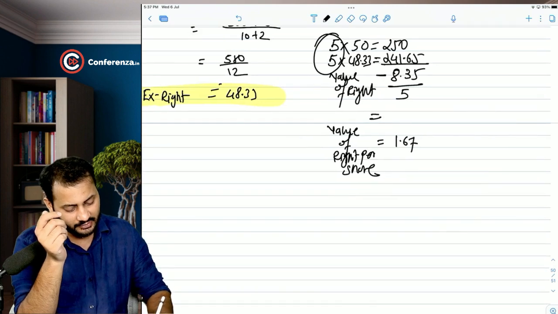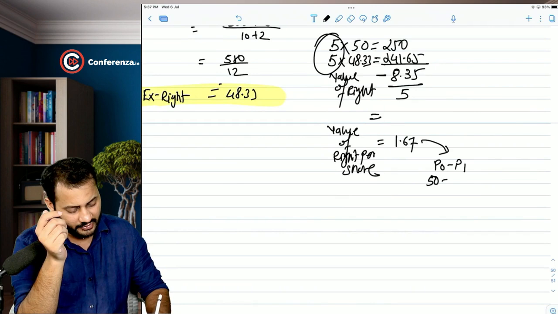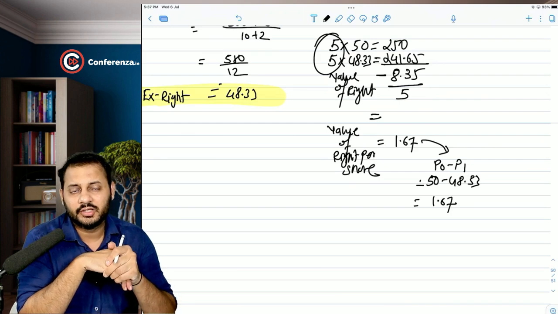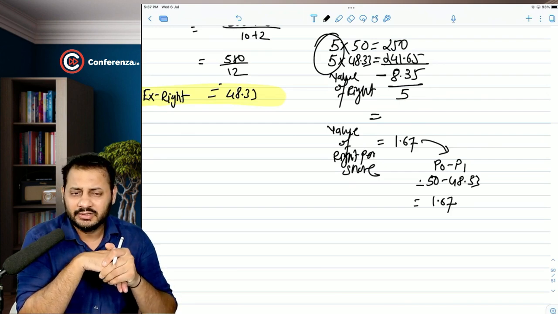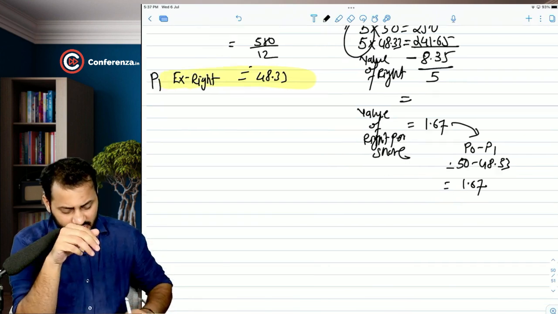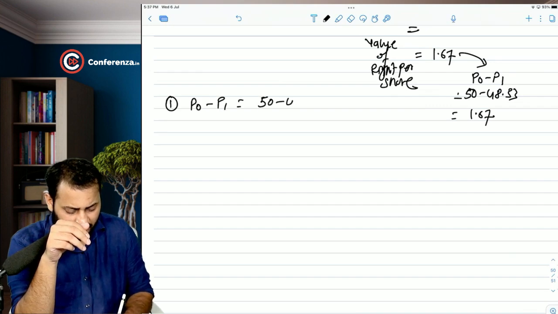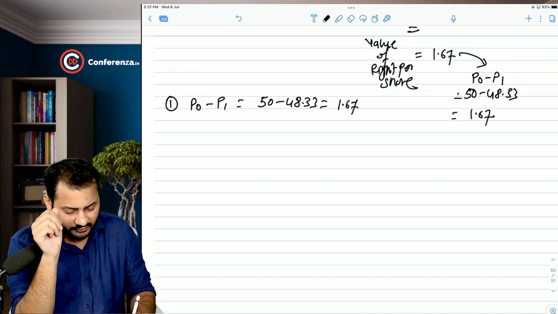And this is nothing but P0 minus P1. So 50 minus 48.33 will be 1.67 in a similar way. So this is how you can calculate the value of the right. There are multiple formulas to calculate the value of the right. I will just tell you. The first formula that you learned was P0 minus P1. So that's 50 minus 48.33. That goes to 1.67.